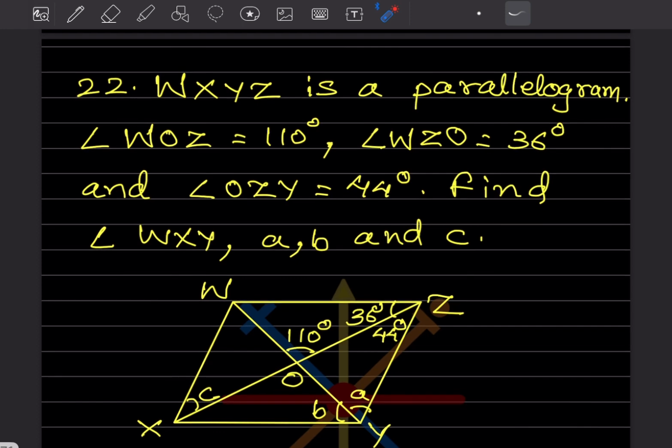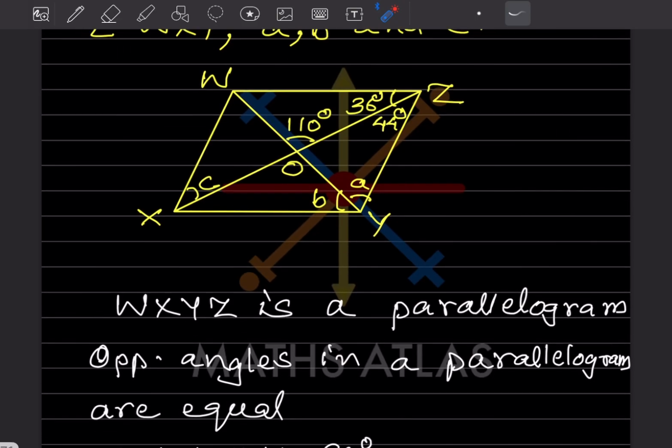Now here WXYZ is a parallelogram. WOZ is 110, WZO is 36 and OZY is 44. You have to find WXY and A, B and C. So this is the figure given. WXYZ is a parallelogram, and in a parallelogram the opposite angles are equal. This will be equal to this one, and this will be equal to this one.